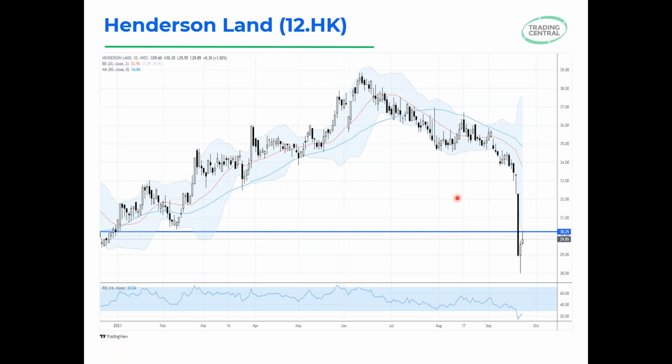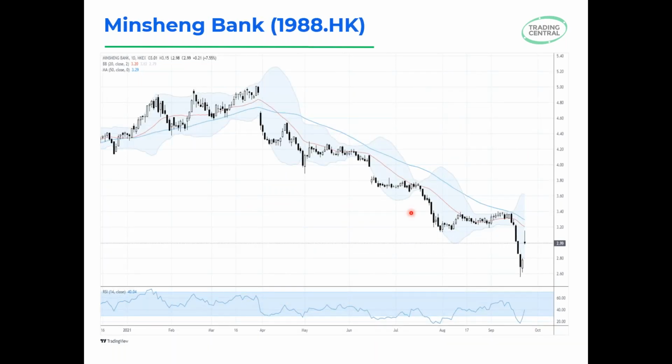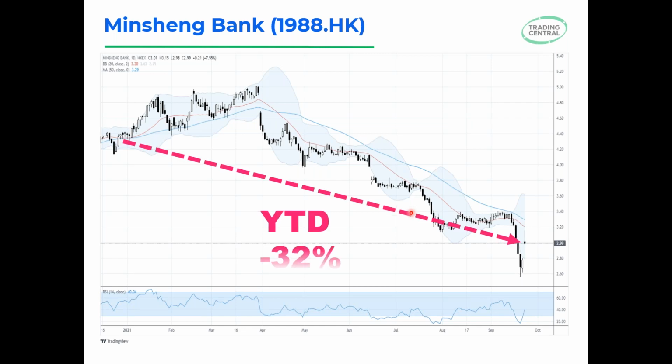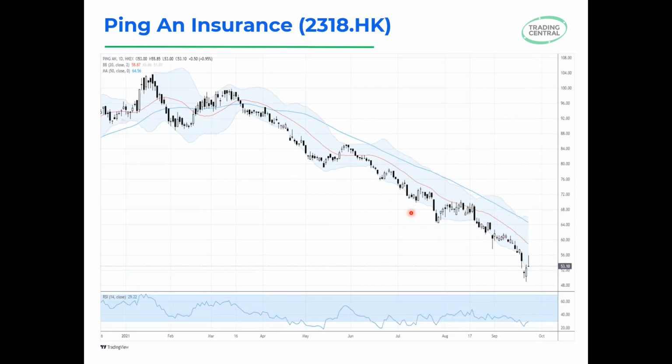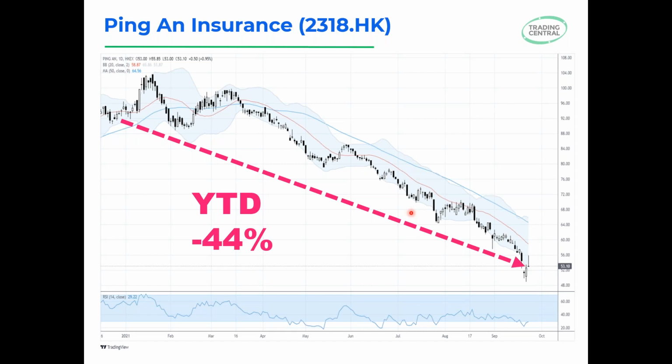This is a Hong Kong local real estate developer. Gone. 30.25 is the year-end share price of last year. So you see the far-reaching effect of the incident. This is a Chinese bank, Minsheng Bank. Banks also get affected, as I mentioned, and also insurance company Ping An, year to date down 44%, and the same thing.